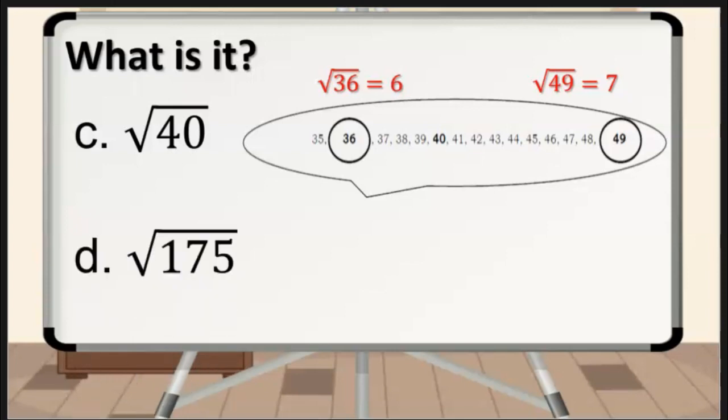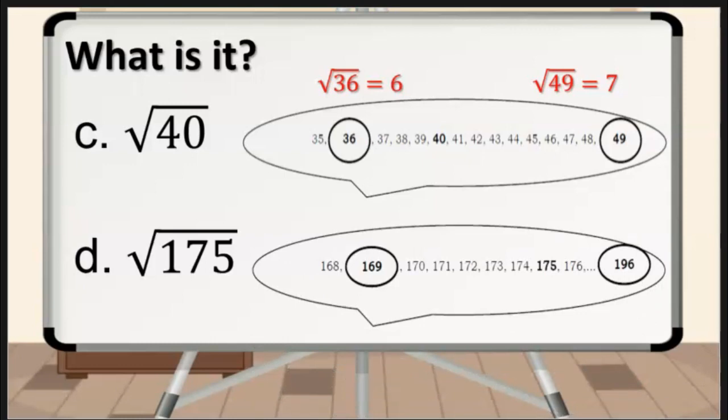Lastly, square root of 175. Think of two consecutive perfect square integers where 175 is in between them. So we have 169 and 196. Take the square roots of these numbers. Since the principal root of square root of 169 is 13, while the principal root of square root of 196 is 14, thus square root of 175 is between 13 and 14.